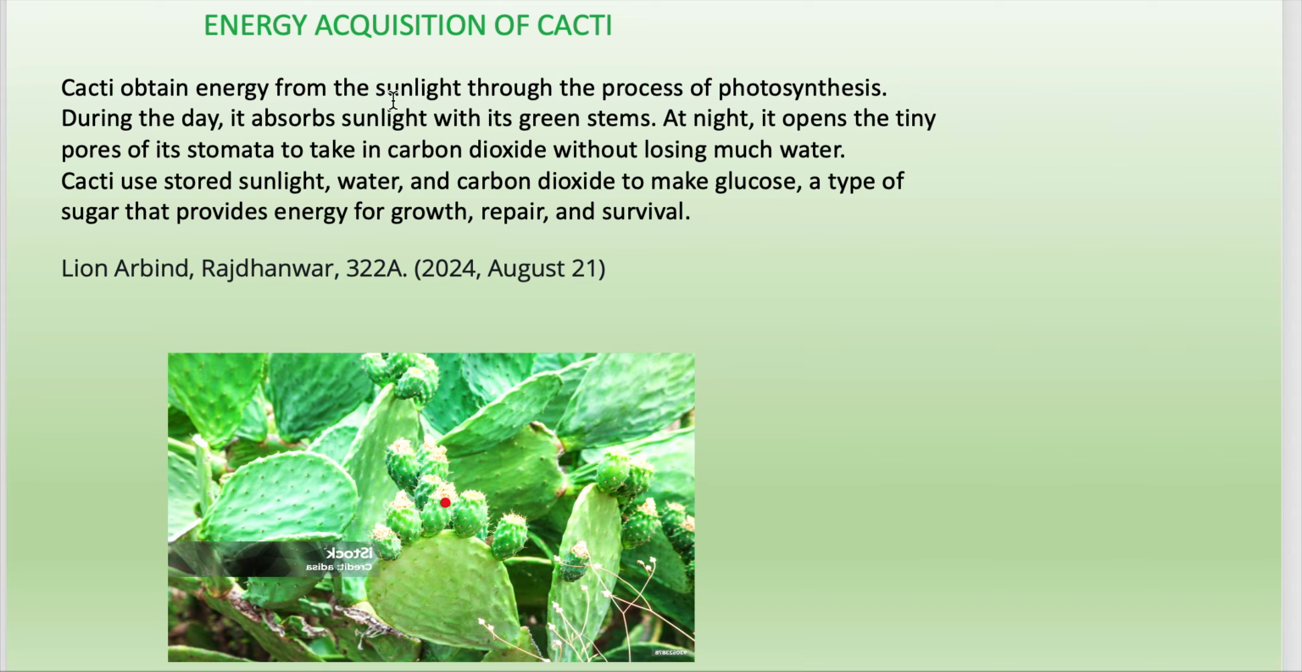Cacti obtain energy from sunlight through the process of photosynthesis. During the day, they absorb sunlight with their green stems. At night, they open their stomata to take in carbon dioxide without losing much water. Cacti use stored sunlight, water, and carbon dioxide to make glucose, which is a sugar, providing energy for growth.